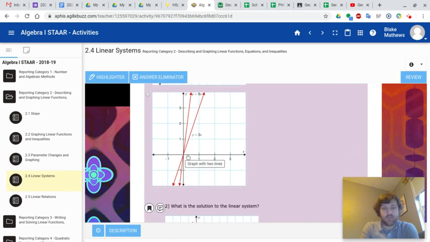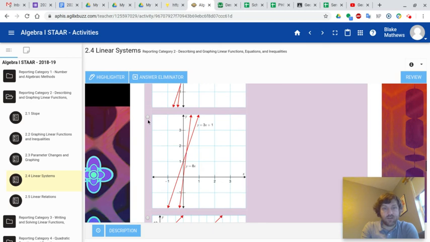Last one has the intersection at 0. So that can't be it either. So just using common sense, we know that this is the correct response because the intersection point is in the positive section of the graph.